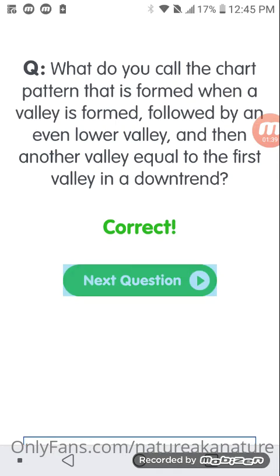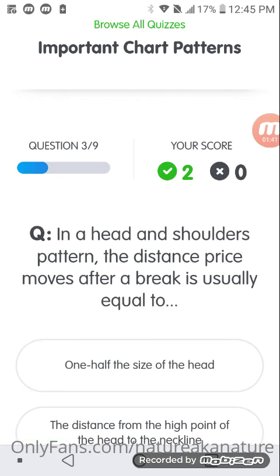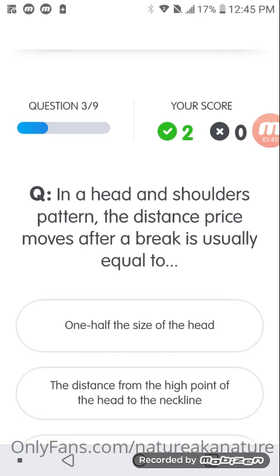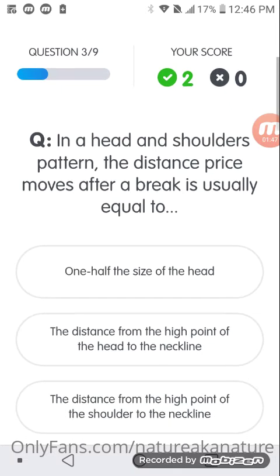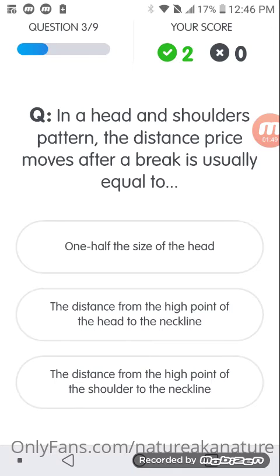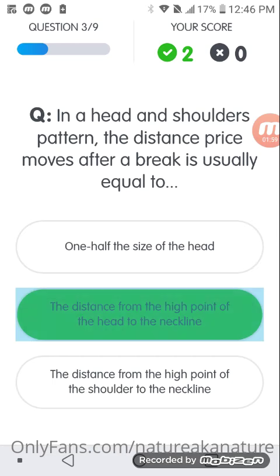So correct. Okay, in a head and shoulders pattern, the distance price moves after a breakout is usually equal to half the size of the head, the distance from the high point of the head to the neckline, or the distance from the high point of the shoulder to the neckline. If you said the distance from the high point of the head to the neckline, you're correct.